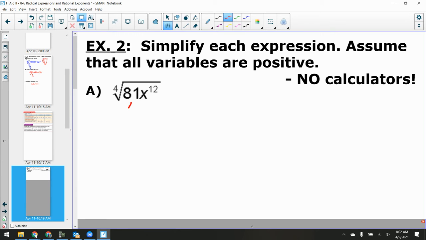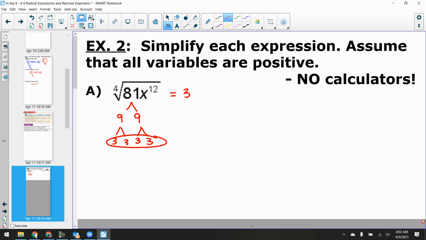So here, no calculators. Well, that just means I've got to take, what is that, 9 times 9? So 3 times 3, 3, 3. I'm looking for a buddy set of 4 because that's my index. So this is a 3.